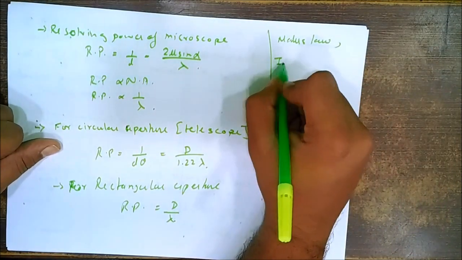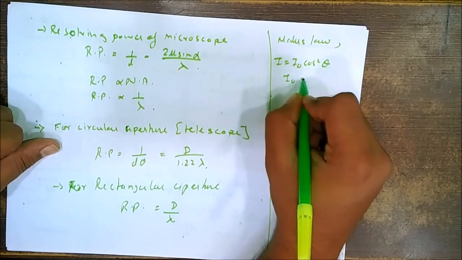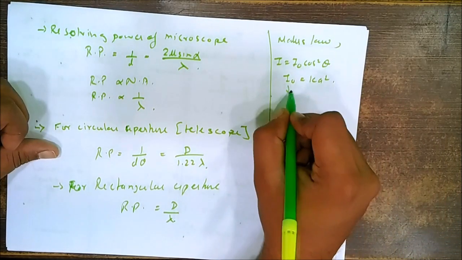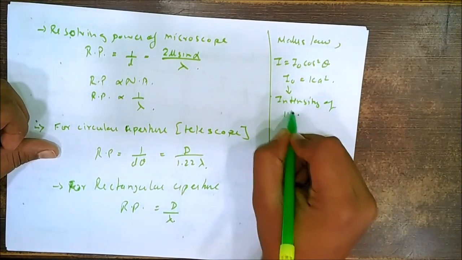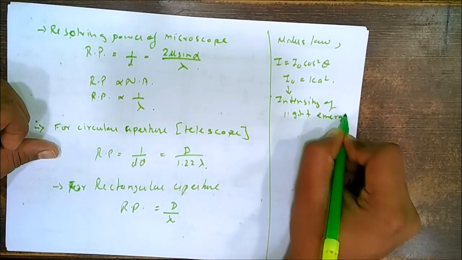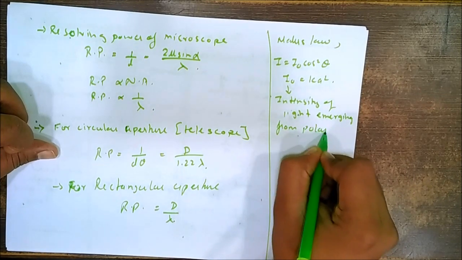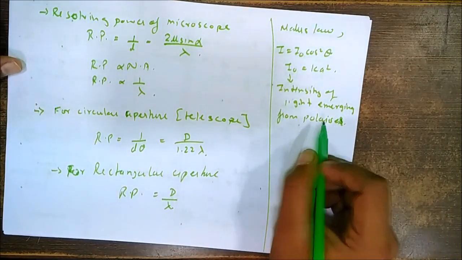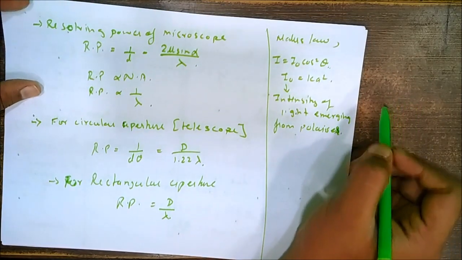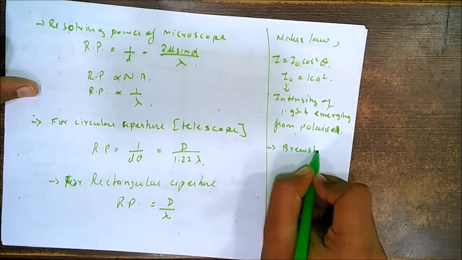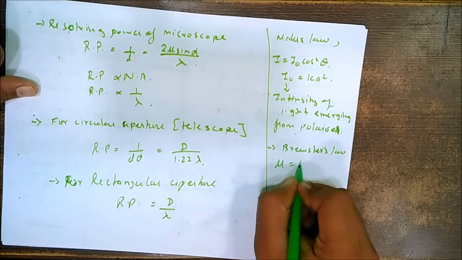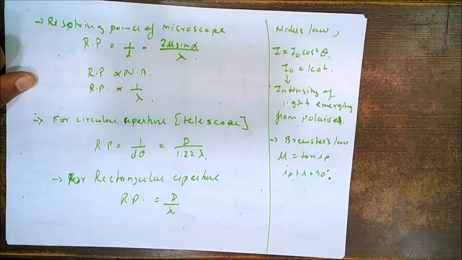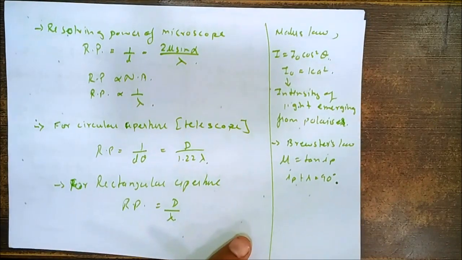Malus law, I is equal to I naught cos square theta, where I naught is also equal to k a square. I naught is the intensity of light emerging from the polarizer. Theta is the angle between axis of polarizer and analyzer. The last is Brewster's law. Mu is equal to tan IP, and IP plus R is equal to 90 degrees. So these are the important formulas from the chapter diffraction.